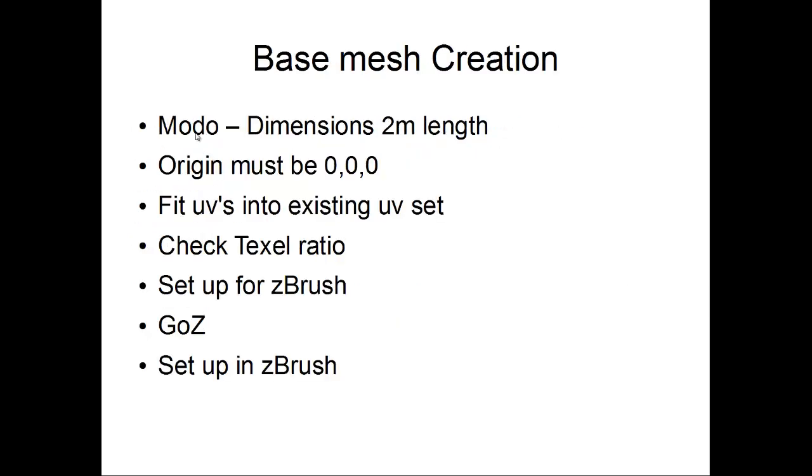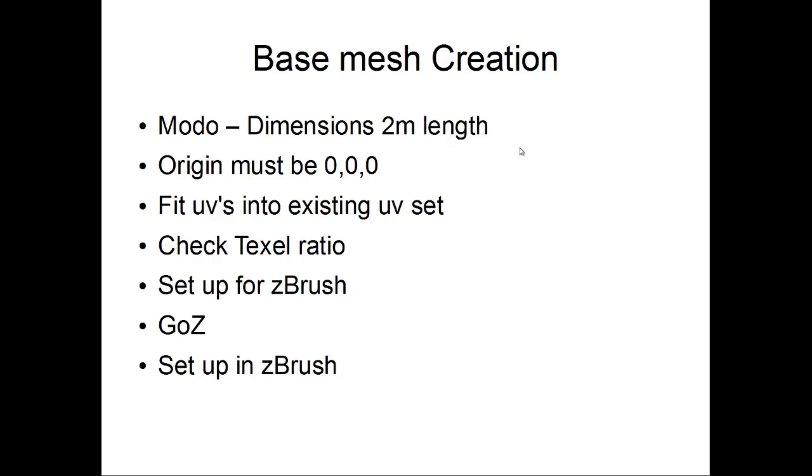So in Modo we're going to create a 2 meter in length board, and the width and height we can set up, we'll just match what our current assets are. It doesn't really matter too much because we want it to look a little organic. The origin needs to be 0, 0, 0 so we can accurately place and rotate those items.